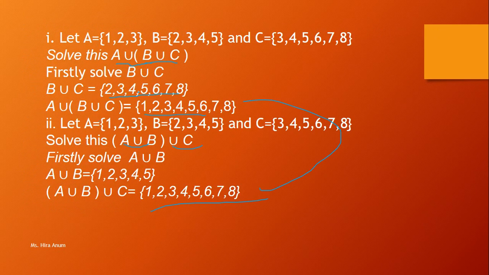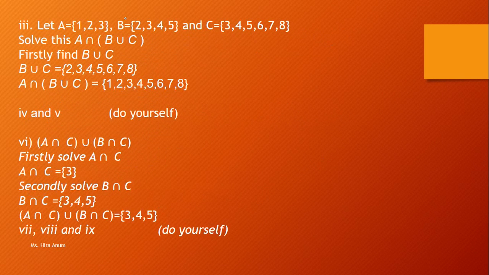It will be changed when we take different elements, because we have union here, so our set value is the same, so our answer will be the same. Now we have this set and we have to solve this. Firstly solve B union C, the answer will be this. Then take intersection with A, then the answer will be this.